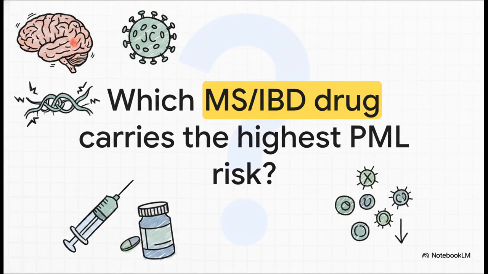This brings a really fascinating shift from an acute, fiery encephalitis to a chronic progressive demyelination. PML is caused by the JC virus waking back up in immunosuppressed patients. Now, while AIDS is the most common immunosuppressive setting overall, examiners absolutely love testing drug-induced PML. So here's the question. Which MS or inflammatory bowel disease drug carries the highest risk of triggering PML?